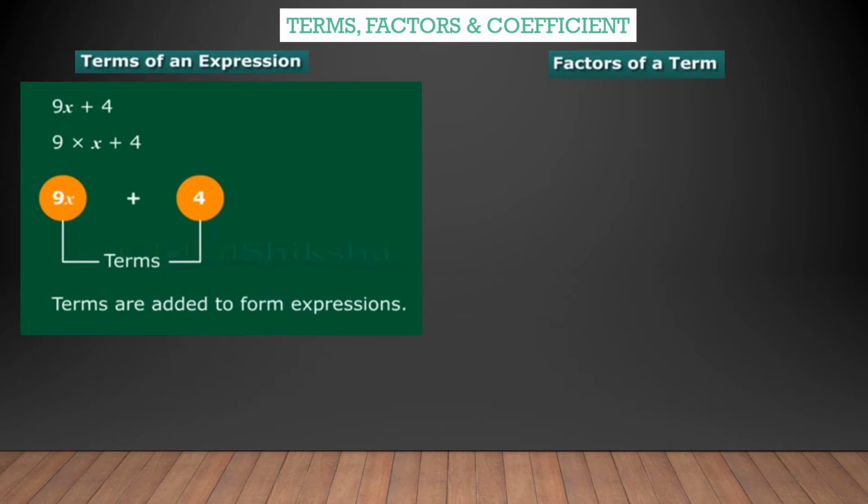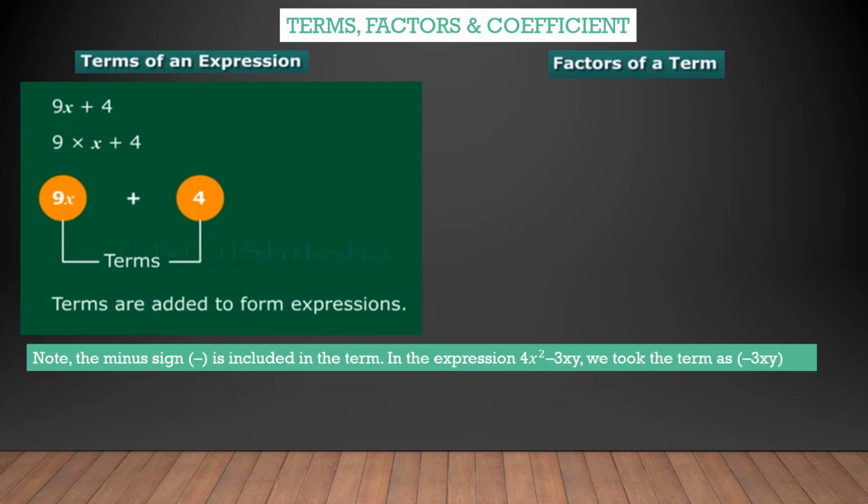Then one more thing we will note is that the minus sign is included in the term. That is, in the example 4x square minus 3xy, which are the terms? The first term is 4x square and the second term is negative 3xy. Thus, 4x square and minus 3xy are added to form the expression 4x square minus 3xy.